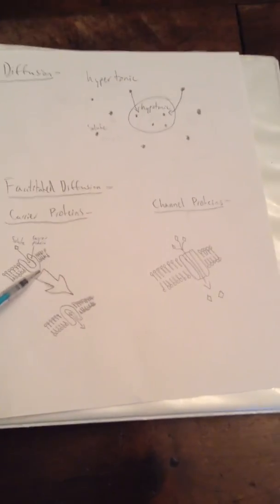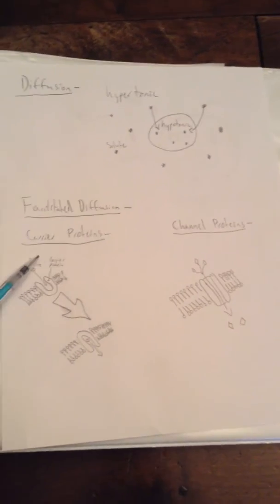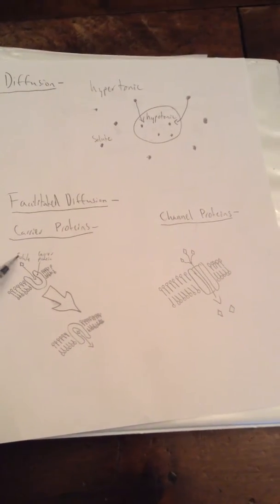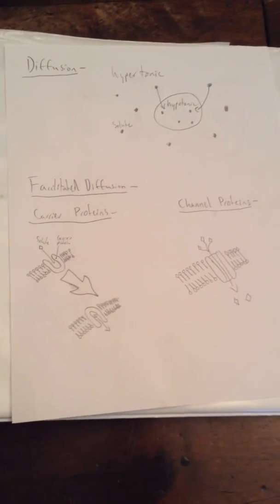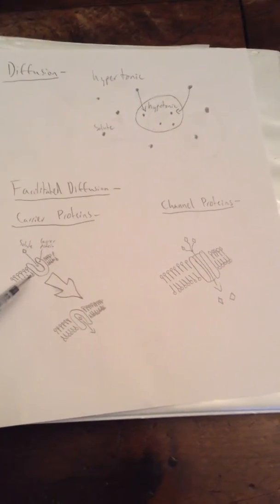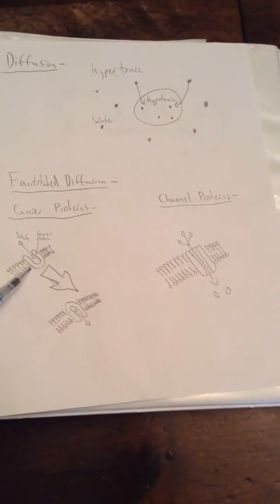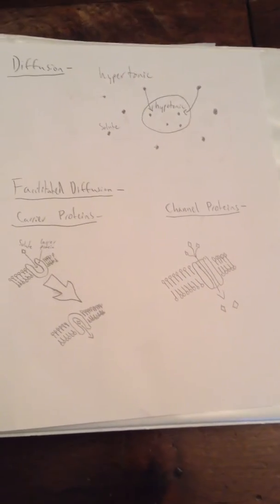Transport proteins are integral membrane proteins that help large polar hydrophilic molecules through the cell membrane in the process of facilitated diffusion. There are two types of transport proteins involved in facilitated diffusion: carrier proteins that bind to a molecule and then release them, and channel proteins, which provide a pathway for the molecules to come in and out of the cell.